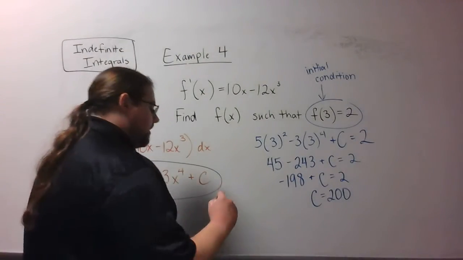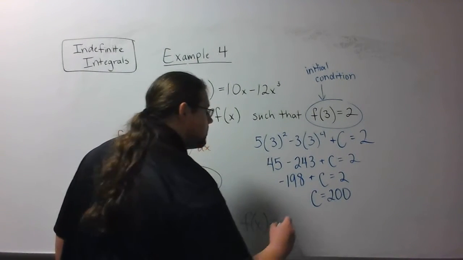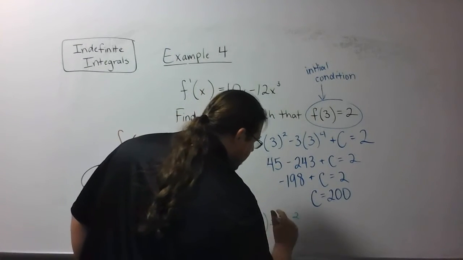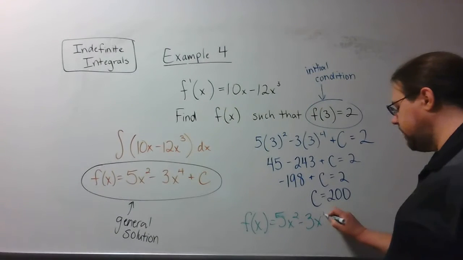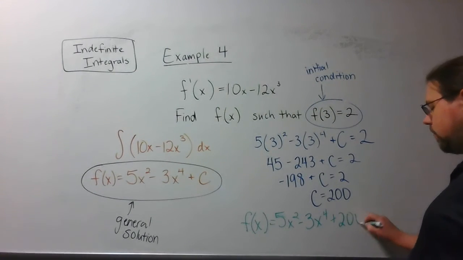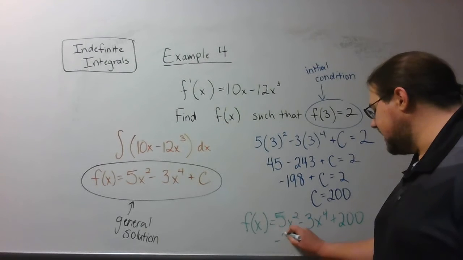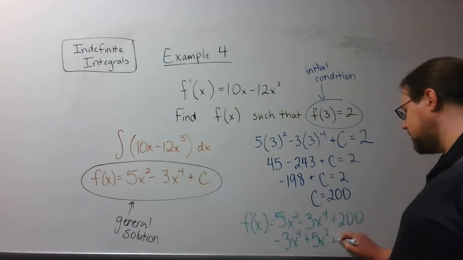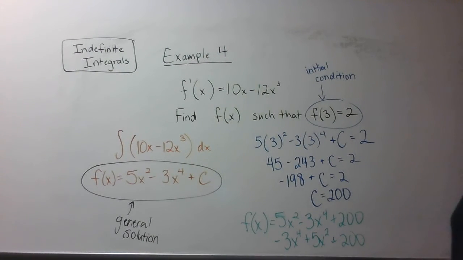Now, here's what I'm going to do. I'm going to go ahead and write my final answer. F of x equals 5x squared minus 3x to the 4th plus 200. Now, if you wanted to, you could rearrange the terms so it makes a little bit more sense. So I'll do that real fast. Negative 3x to the 4th plus 5x squared plus 200. That way we are actually in standard form. Either one of those answers is correct.